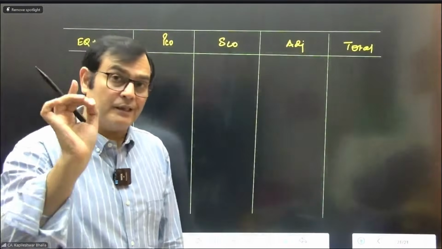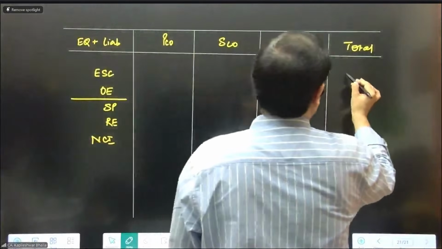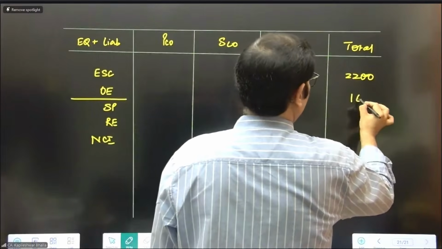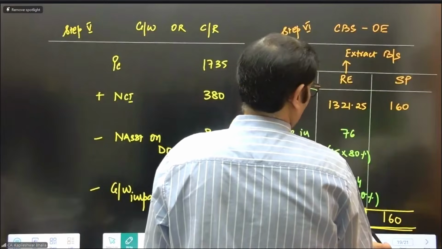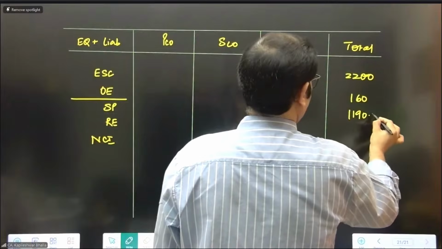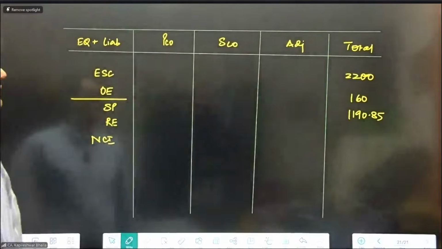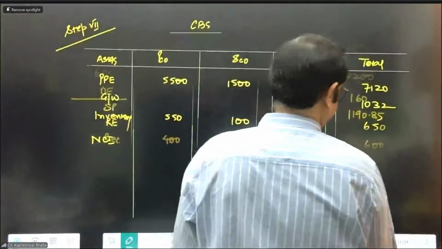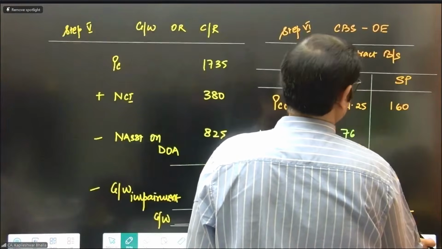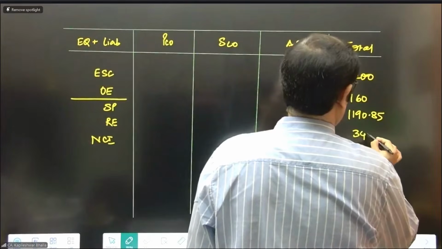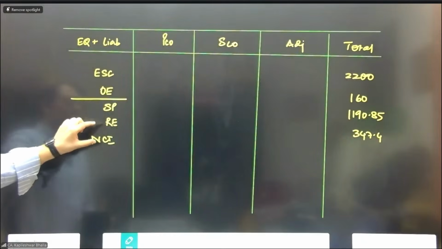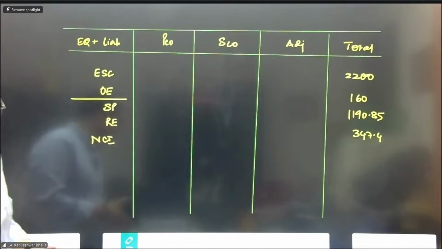So share capital, extract balance sheet, that's 2200. Then share premium from the step number 6, 160, this is 1190.85. That is RE picked up from the step number 6, and we've got NCI. So as far as NCI is concerned, 347.4. So we can easily pick up this information. This comes from the step 6, and this works out from the NCI calculations.